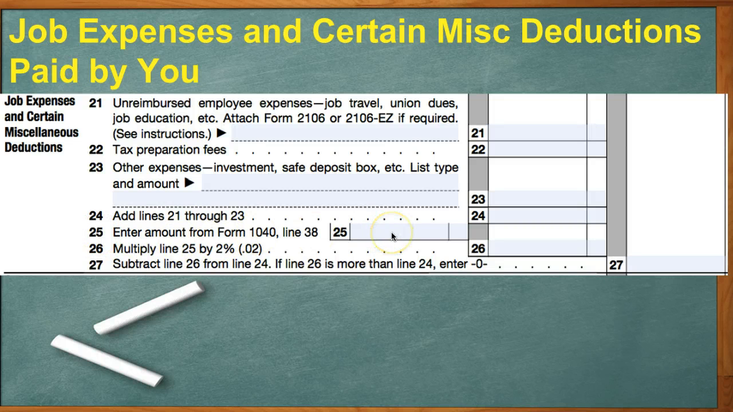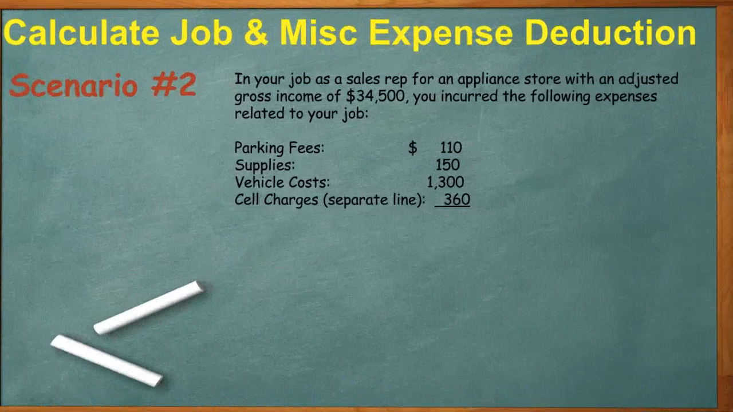Once again, you need to enter your AGI. That's because we have a threshold here. We will multiply that line by 2% this time, and then subtract that from our total job expenses and other expenses. So what is that saying? That's saying that we can deduct all unreimbursed employee expenses and other types of expenses that exceed 2% of our adjusted gross income. Let's try another example.